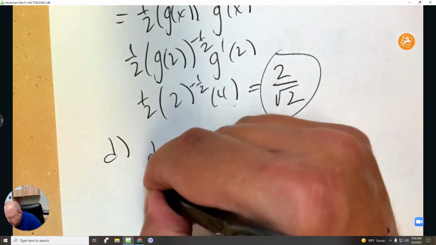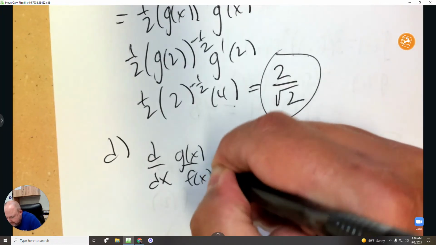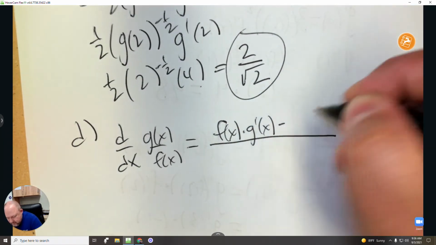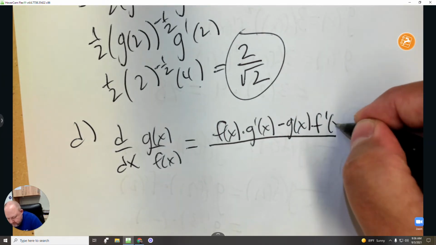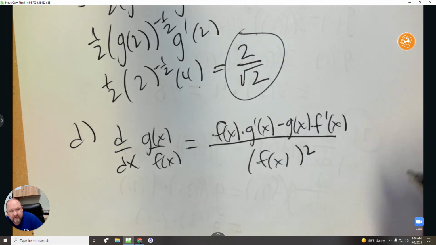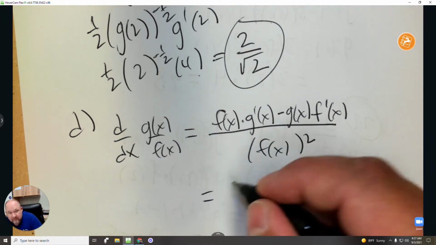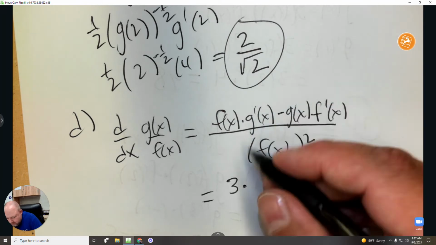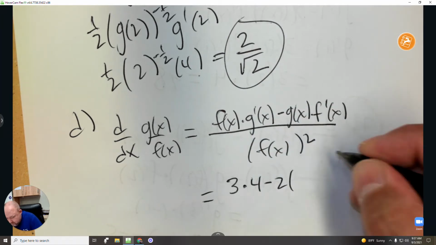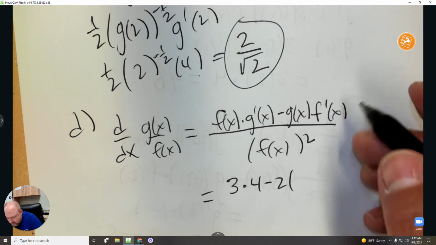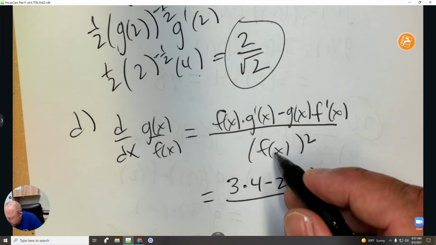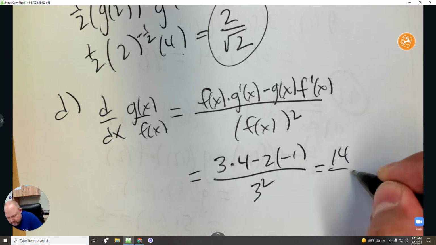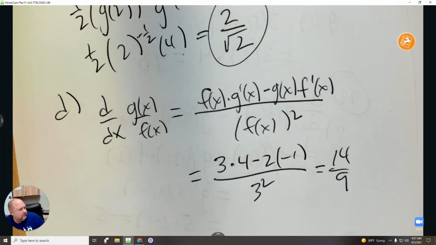Which rule is this? G at x divided by f at x. Yep. So this is the quotient rule. The bottom times the derivative of the top, subtract the top times the derivative of the bottom, and then the bottom squared. And then again, I'm going to plug in 2. So I'll just get right to it. So f at 2 is 3. G prime at 2 is 4. G at 2, so I'm just looking at the question and plugging in the values. F prime at 2. And then f at 2 is 3, and we square it. So if I simplify it, it's 12 plus 2 divided by 9. 22.